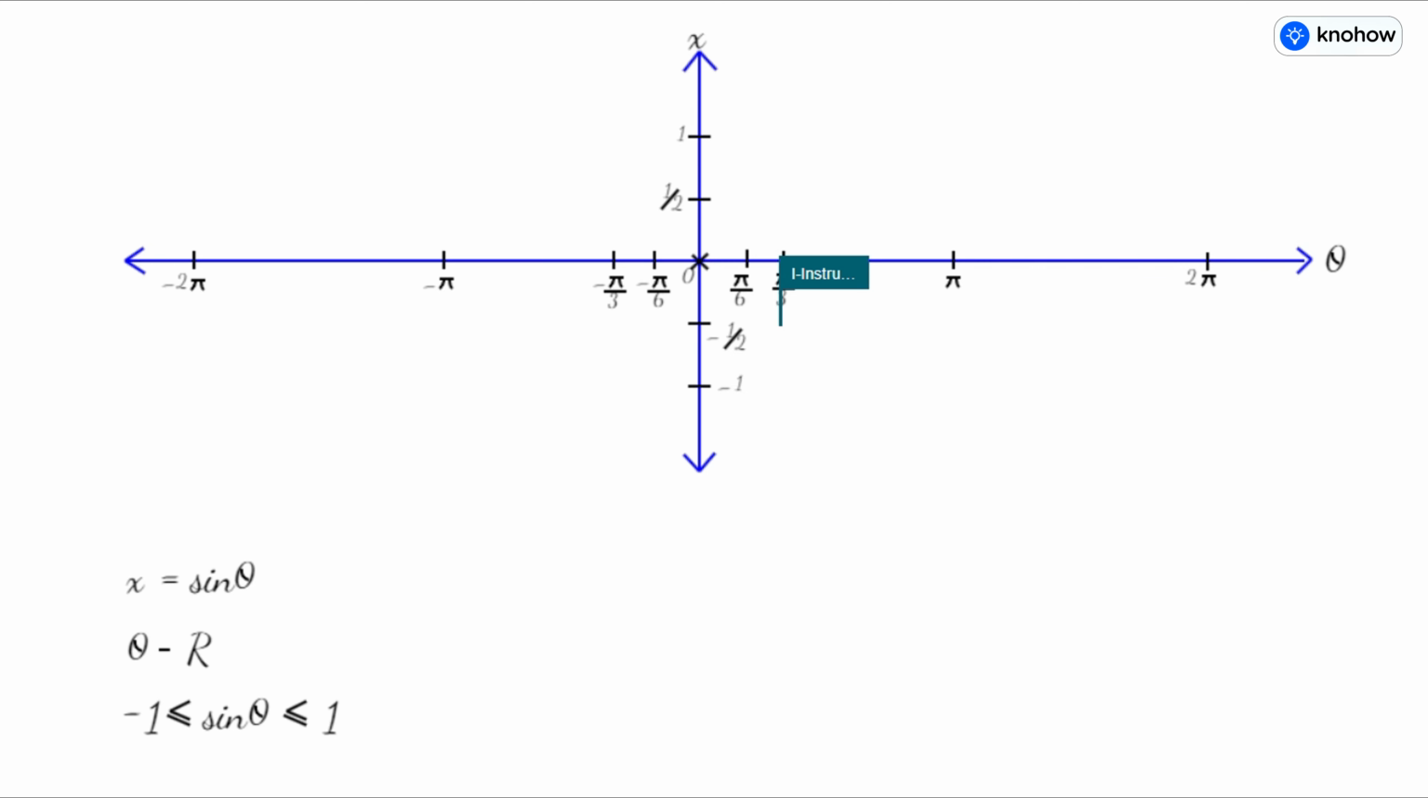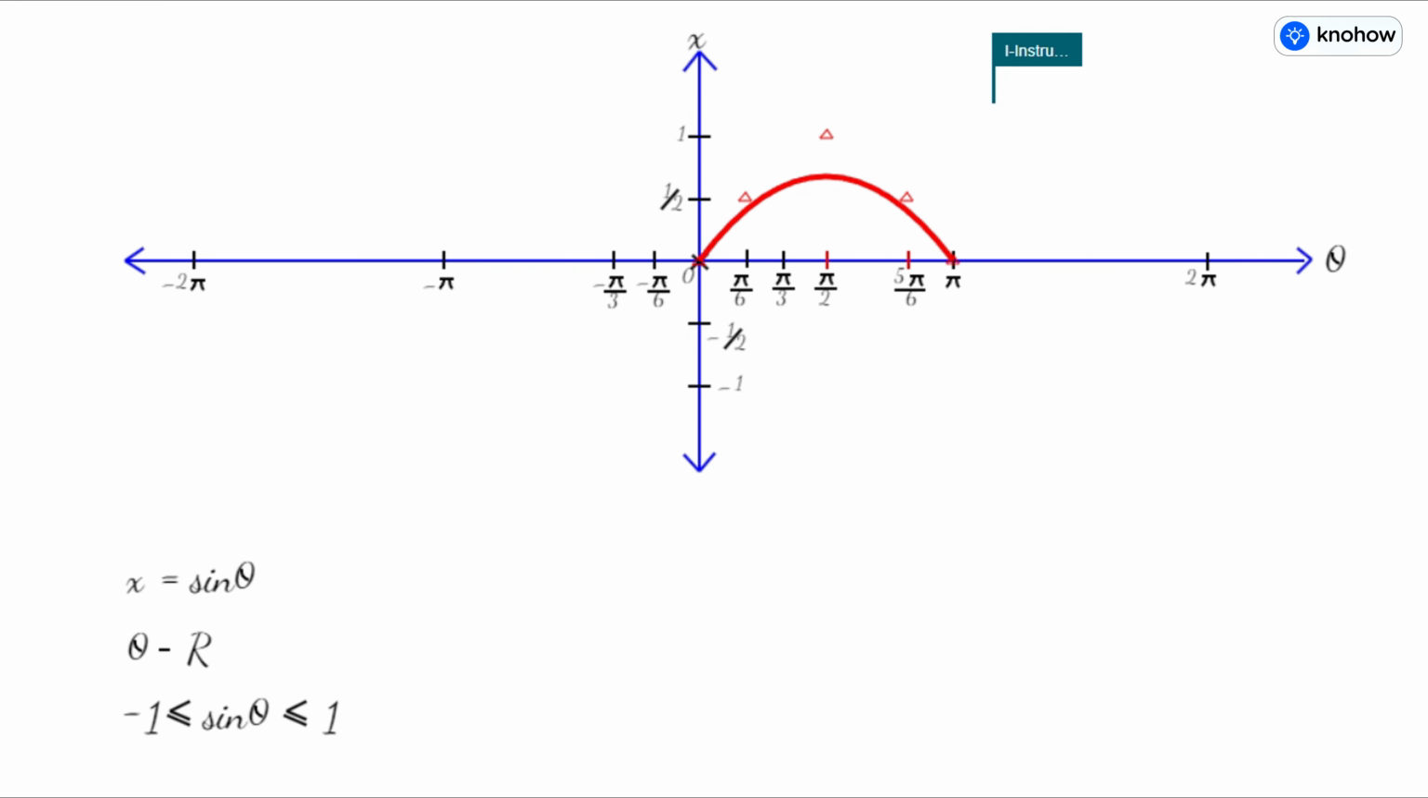Now what is the value of sine 0? 0. What is the value of sine 30 or sine pi by 6? Half. What is the value of sine pi by 2? Sine 90 degree, it is 1. What is the value of sine 5 pi by 6 or 150 degree? It is again half. And what is the value of sine pi? It is 0. So you get the graph like this.